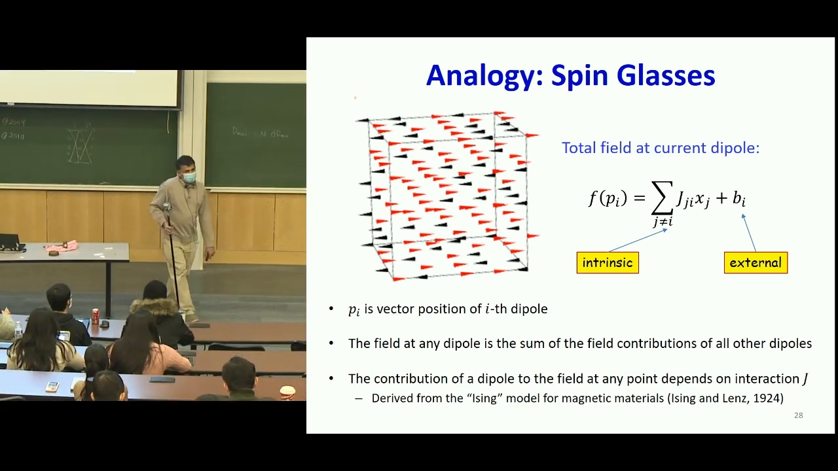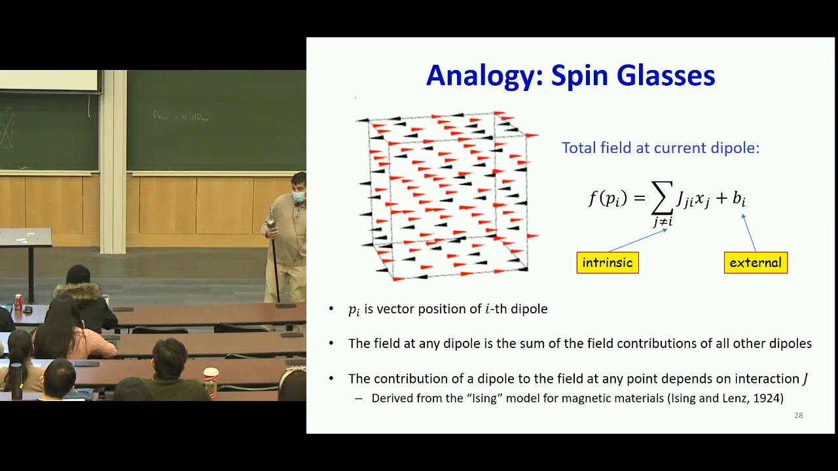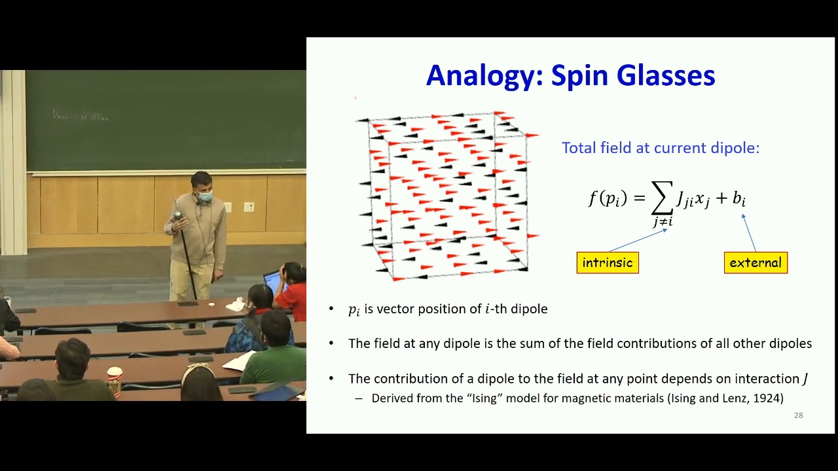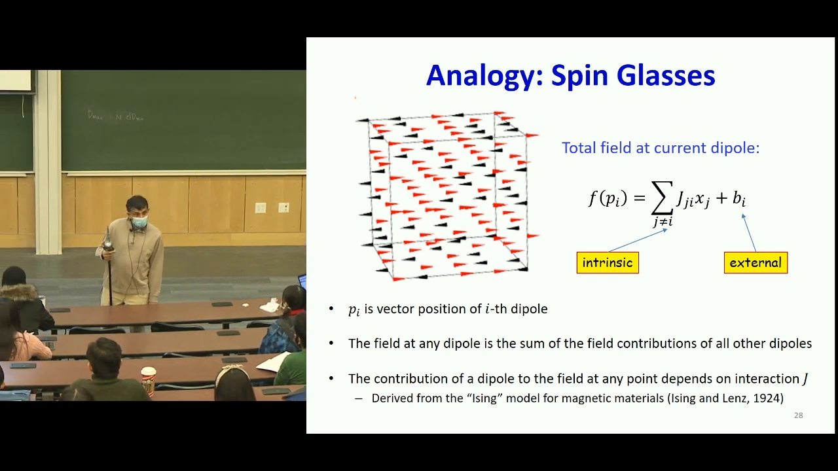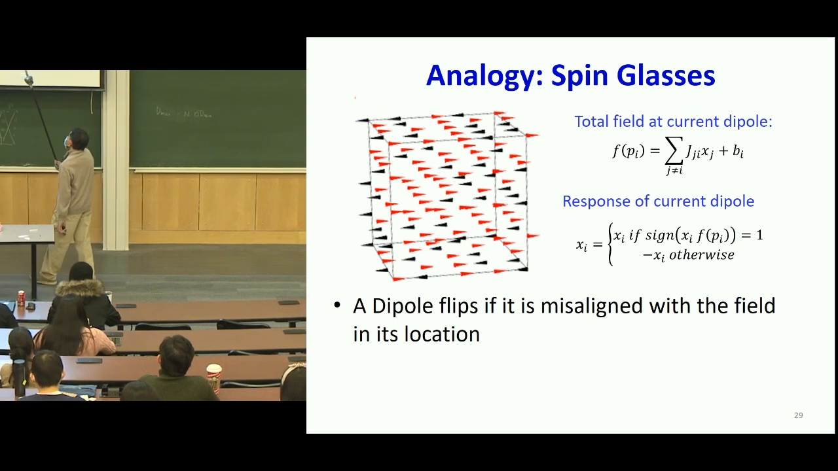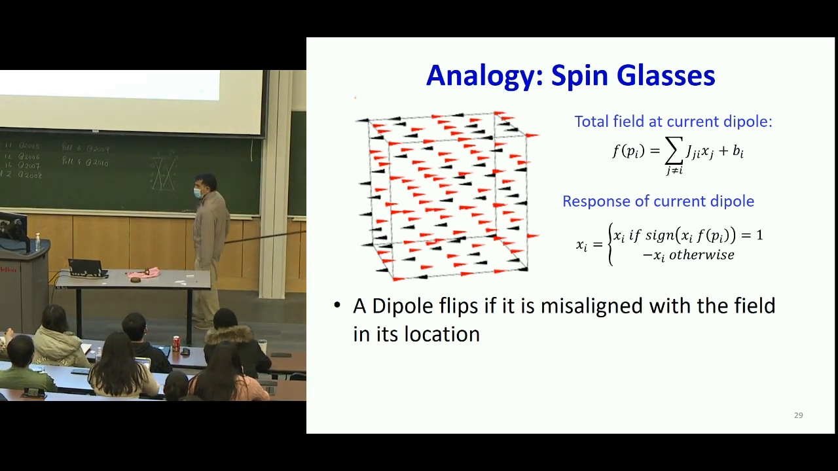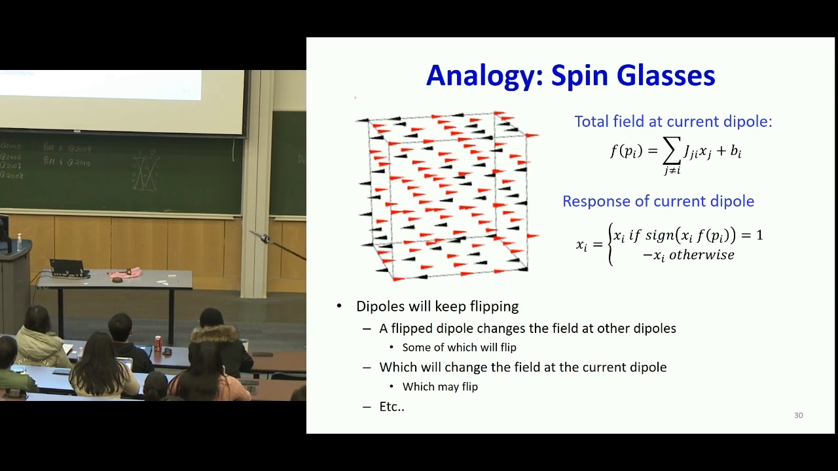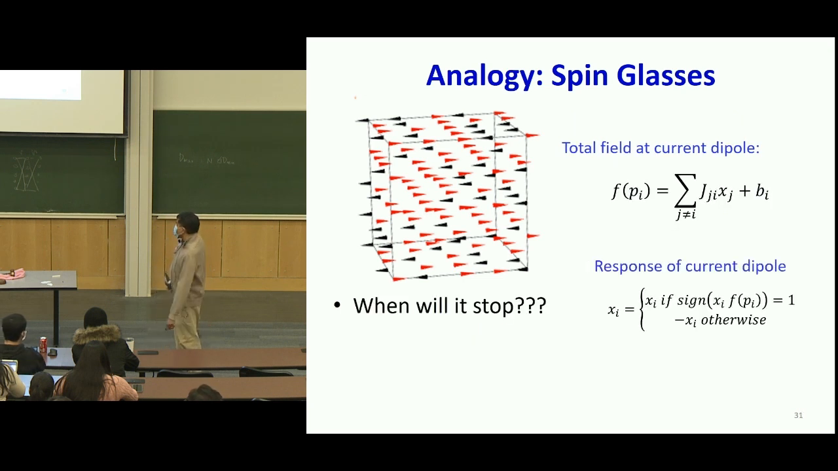And you've all done your physics. I'm sure physics was imposed on you as it was on me many years ago. So when I have a magnetic dipole in a field, what is the potential energy at that point because of the dipole? Anyone remember? It's simply the product of the magnetic dipole and the field itself, right? And so here's the response of the current dipole: it stays in its current position if it's aligned with the field, and it's going to flip if it's misaligned. And the dipoles will keep flipping. A flipped dipole changes the field at other dipoles, some of which will flip, which will change the field at the current dipole, which may flip, and so on. And this is going to continue.